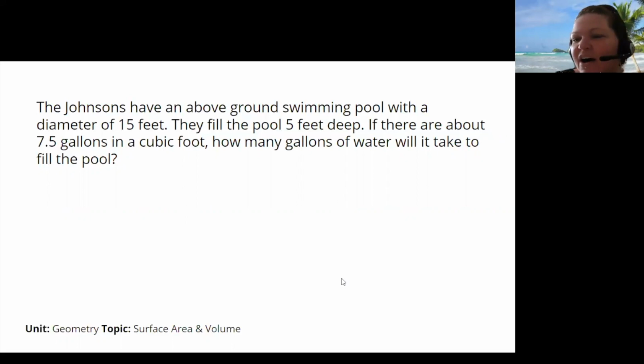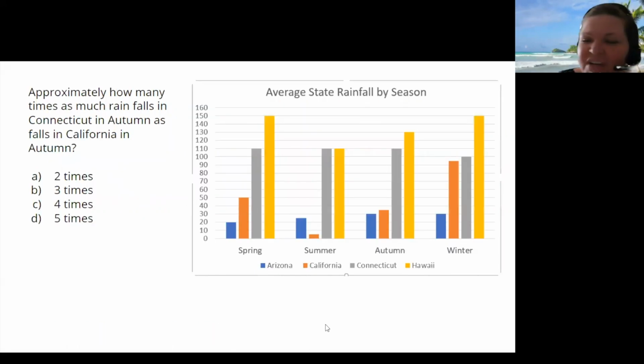Okay, so this is from geometry. The topic is surface area and volume. But once again, as we pointed out, there's a lot more than just understanding surface area and volume going on in this problem. Okay, I hope this is easier. It's got to be easier, right?